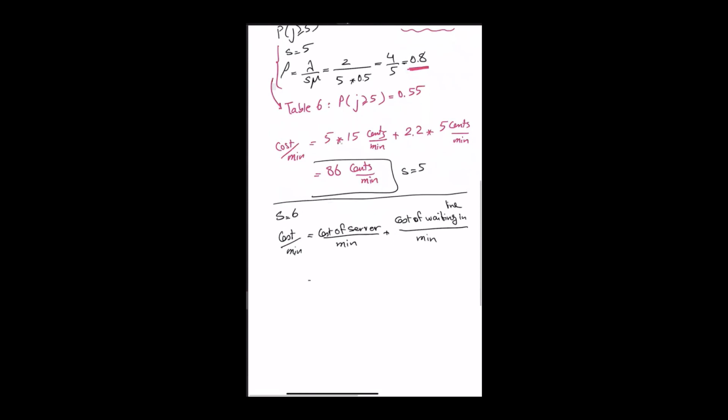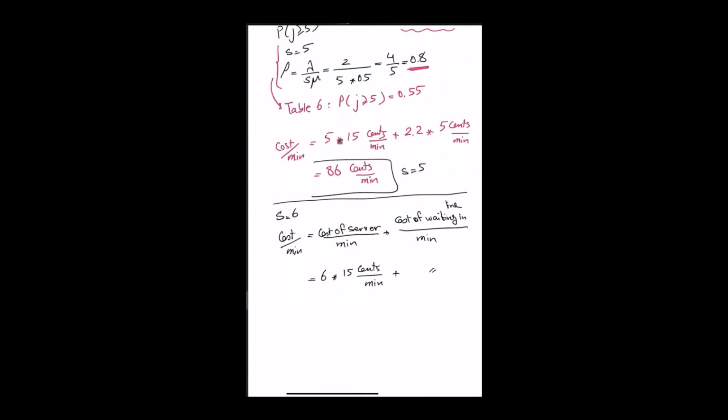Now we are going to repeat everything for the other scenarios. So this is the cost associated with S equals 5, or 5 tellers or servers in the system. Now we are going to look at S equals 6, when we have 6 tellers in the system. Again, I need to look at the cost per minute, and that's going to be the cost of servers per minute and the cost of waiting in line per minute. Since we have 6 servers, it's going to be 6 multiplied by 15 cents per minute plus the cost of waiting in line.